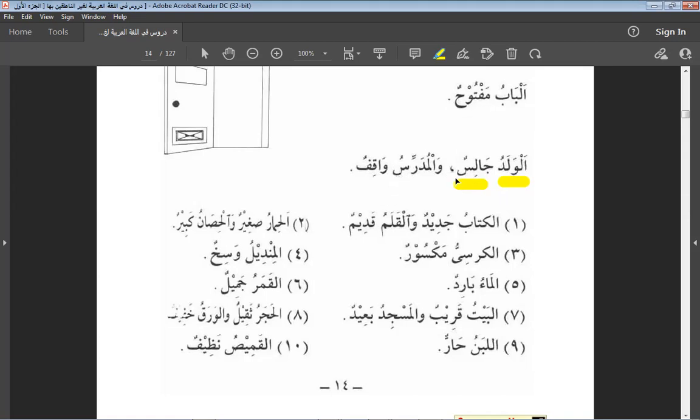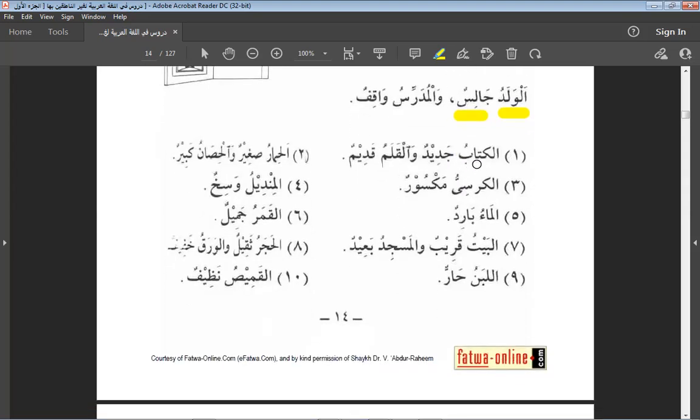Jalisun, the plural of it is julus or jalisun. We have it like that. Kunna julus in the Rasulullah sallallahu alayhi wa sallam. It can come like that with julus to mean the plural of people sitting.